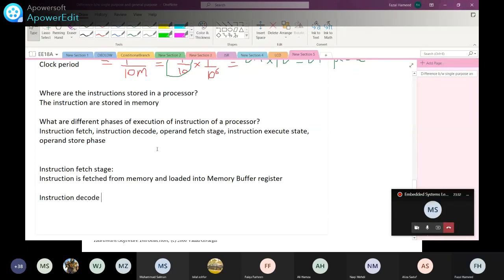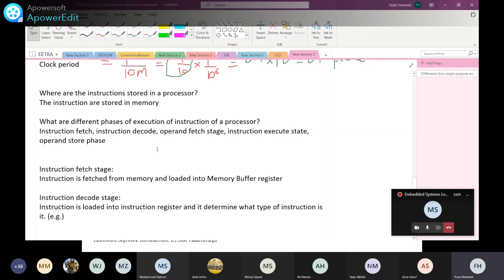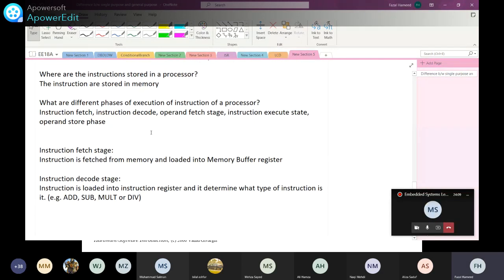Then the instruction decode state. In the instruction decode state, we decode the instruction that was loaded, and it determines the type of instruction it is. What type of instruction? Add instruction, for example. There can be various classes of instruction. So in the instruction decode stage, we identify the type of the instruction.